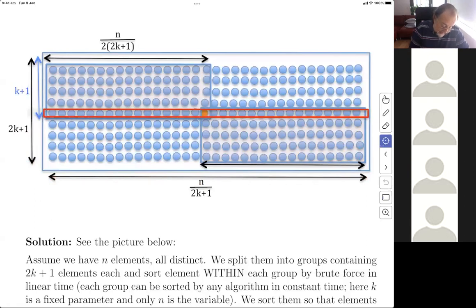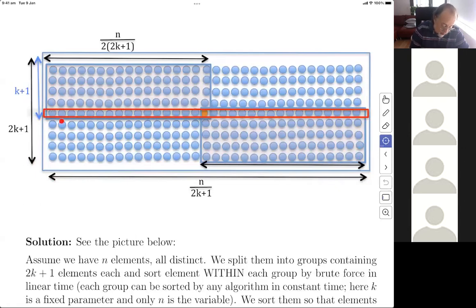So we are now considering the row in the center, right? If you have 2k plus 1 elements, you have k above, plus that row. So in this rectangle, its height is k plus 1, right? K elements on top plus 1 in the middle row.